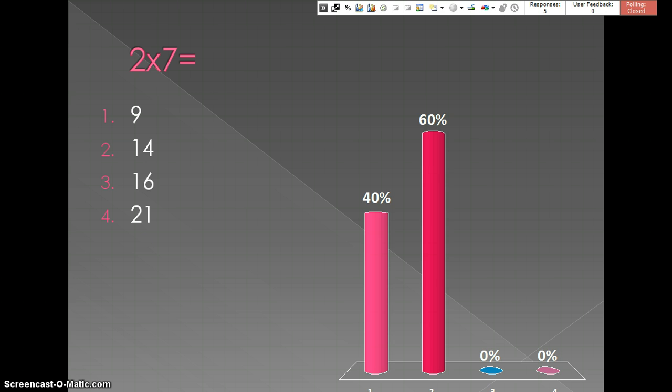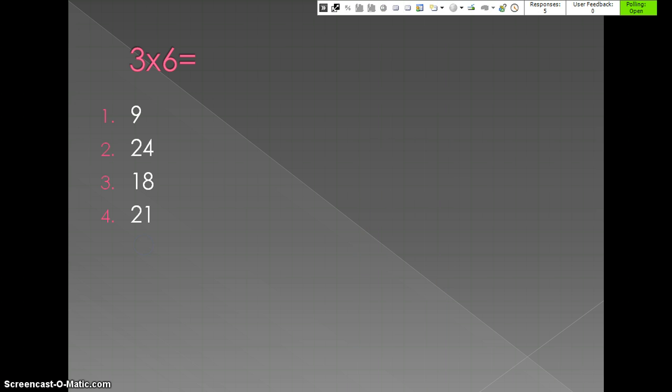All right, let's see how we did. Oh, again, it looks like we might have tripped some people up. Remember, 2 times 7 is 14. Some of you might have been thinking 2 plus 7, which is 9. Be careful of your signs here. All right, next problem, 3 times 6.